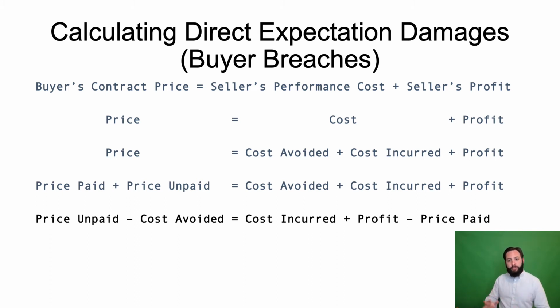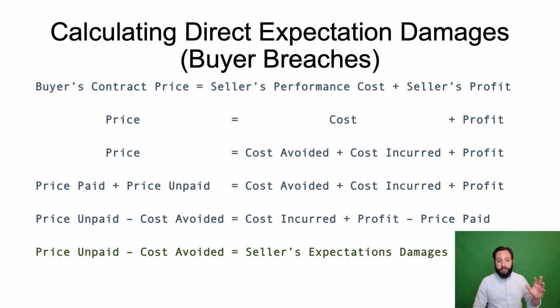The price likewise was already paid, right? That down payment has already been issued. If you strip away these values, you're left with, on the right side of the equation, only profit. So how do we give the seller the expected profit? We give the seller the price unpaid minus the cost avoided. And that's going to give us the seller's expectation damages. The seller's expectation damages are going to be the price that has not yet been paid minus the cost avoided.